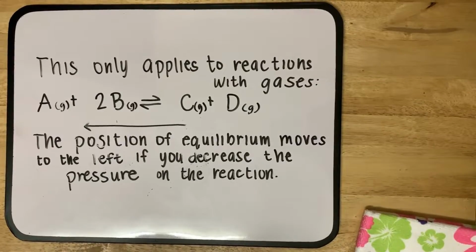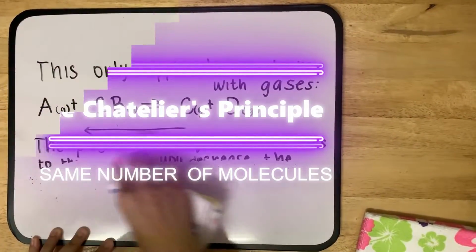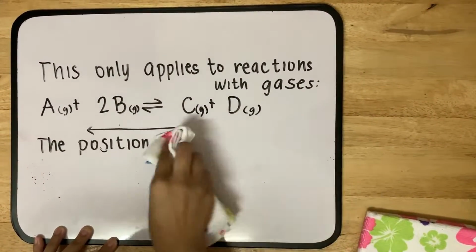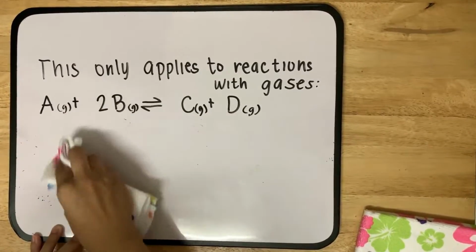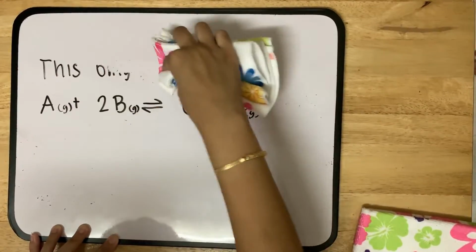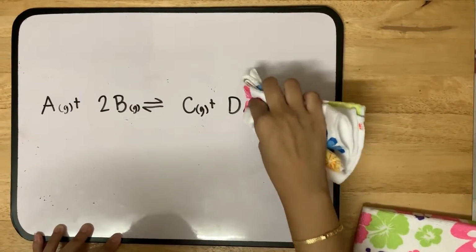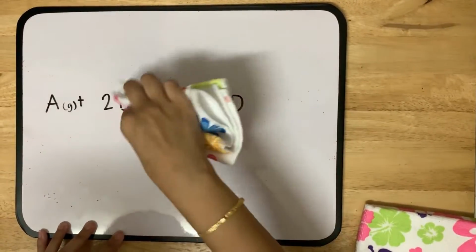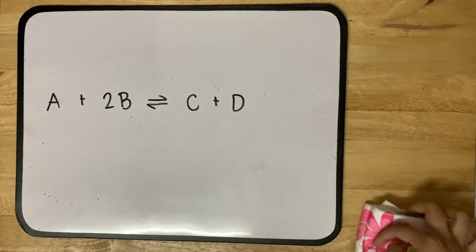What happens if there are the same number of molecules on both sides of the equilibrium reaction? In this case, increasing the pressure has no effect whatsoever on the position of the equilibrium. Because you have the same numbers of molecules on both sides, the equilibrium can't move in any way that will reduce the pressure again.